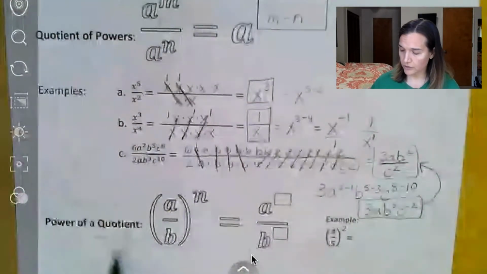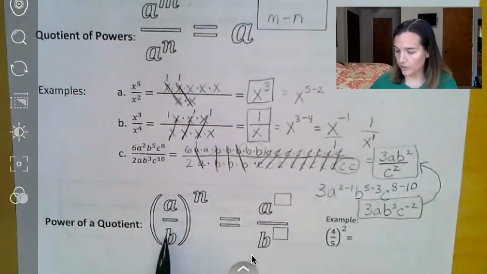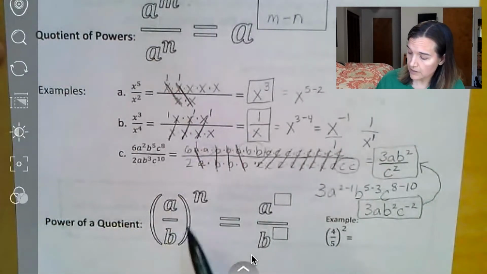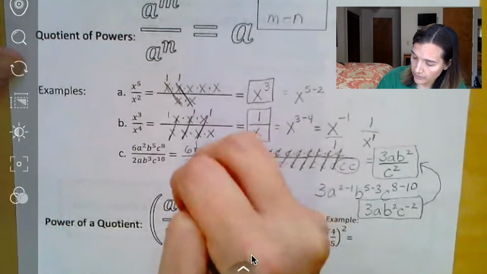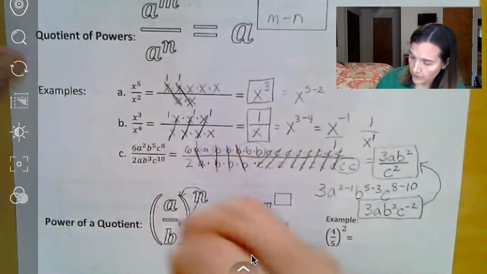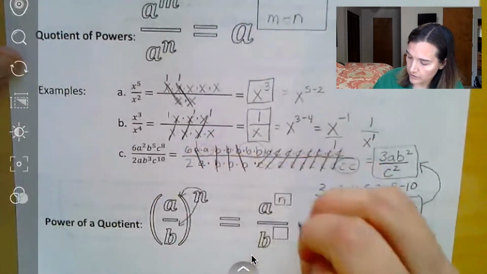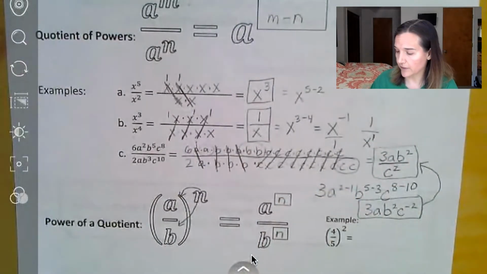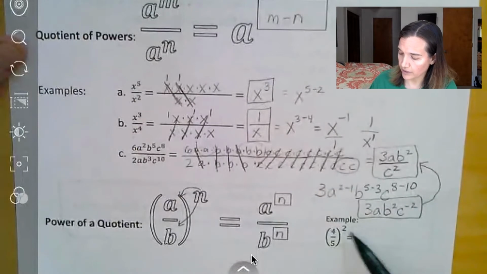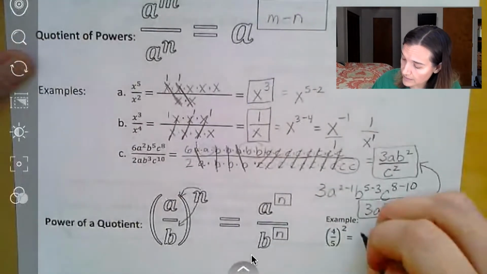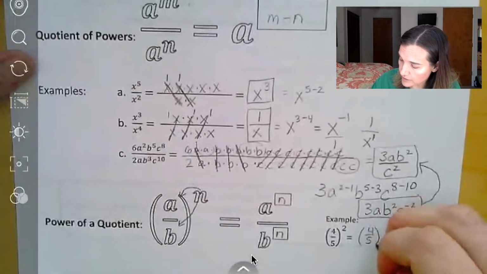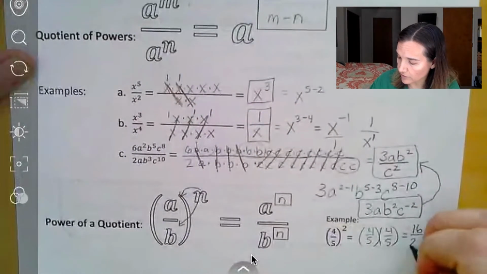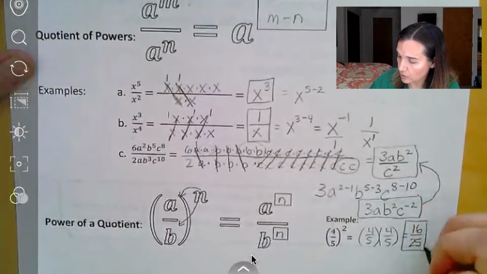Power of a quotient. So now that we have this, we do the same thing. This is kind of like the distributive property again. If there's multiple things inside the parentheses, all of them get taken to the nth power. So a to the nth power divided by b to the nth power would be what you get there. And this final example here, 4/5 to the second power, would be the same thing as 4/5 times 4/5, which is 16/25.